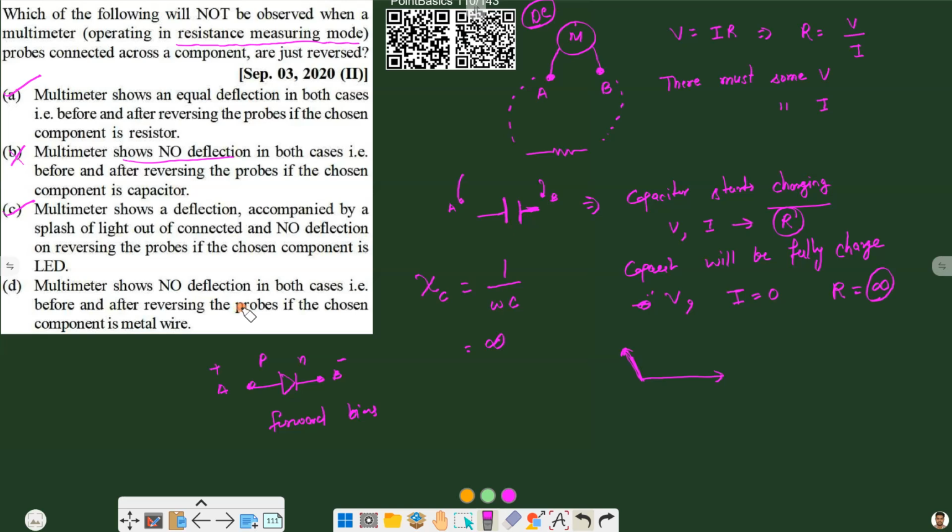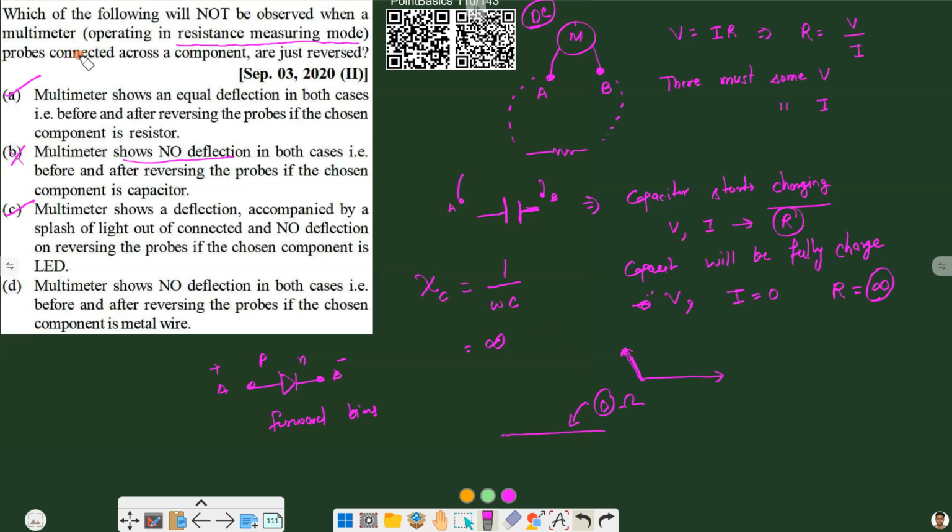And multimeter shows no deflection in both cases, meaning before and after reversing, if the chosen component is a metal wire. Now if the chosen component is a metal wire, what will happen? A metal wire has approximately 0 ohms resistance, because it is made of metal, and metal is a conductor and conductors have a very small resistance. So a metal wire will have very small resistance, which might not be measurable by this multimeter.